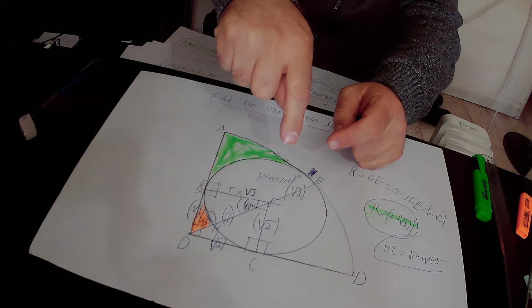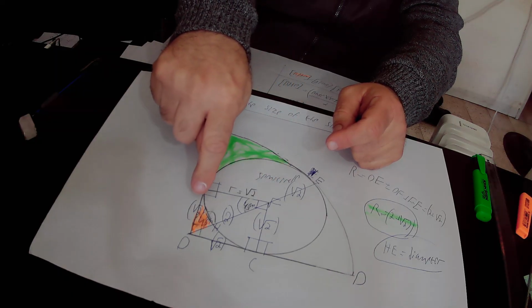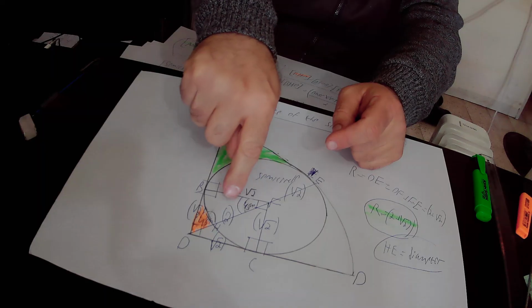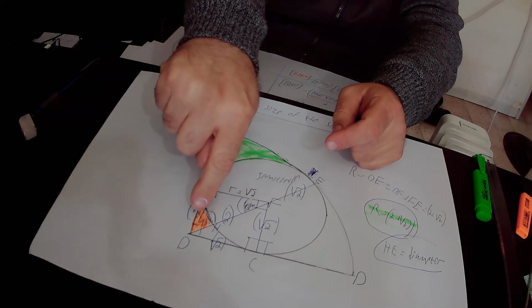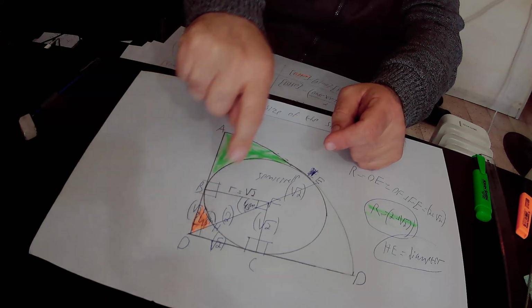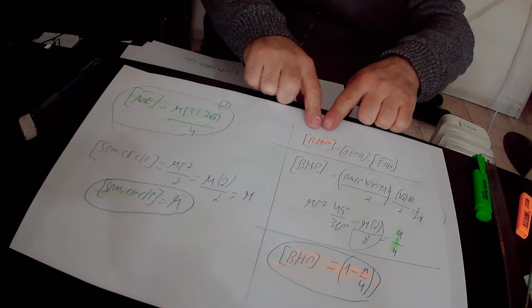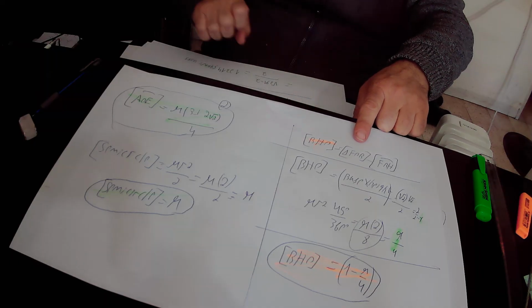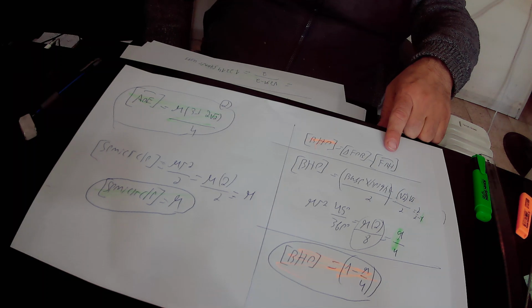Again, the area of this triangle FBO minus the area of this small sector FBH will be equal to the area of the orange shape HBO. Repeat again, the area of the orange shape BHO equals the area of the right triangle FOB minus the area of the small sector FBH.